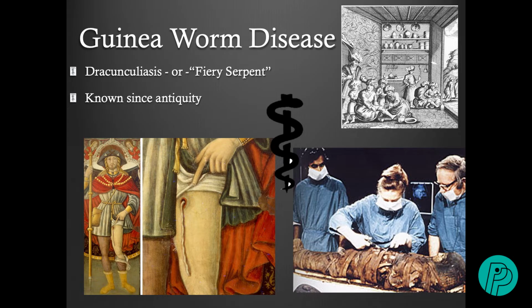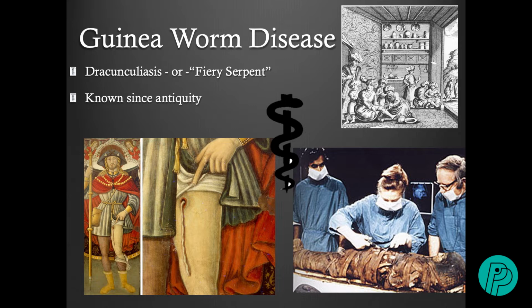So bringing it back, though, to Dracunculus medinensis, the guinea worm. It causes dracunculitis or guinea worm disease. It's sometimes called a fiery serpent because of the extreme burning pain that accompanies the development of that blister that you'll see in a minute. This parasite's been known for a very long period of time. It's been found in mummies. It's been depicted in old paintings.